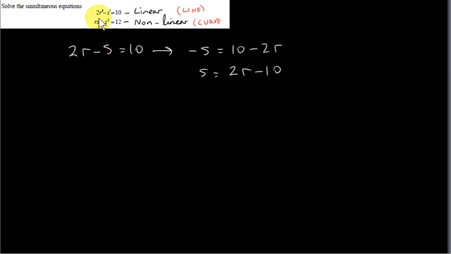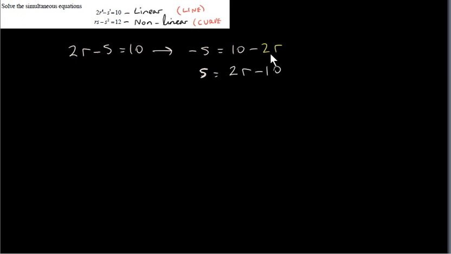Now, I've explained how to solve between a linear and nonlinear equation in other videos. What you do is you take the linear equation and rewrite it so that you make either s or r the subject of the equation. Now, I've decided to make s the subject. That means I've decided to get s on its own. So I've left minus s on the left hand side and brought the 2r over. So if you do that, you get minus s equals 10 minus 2r.